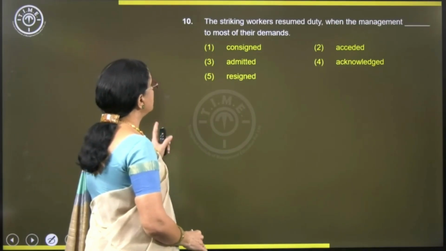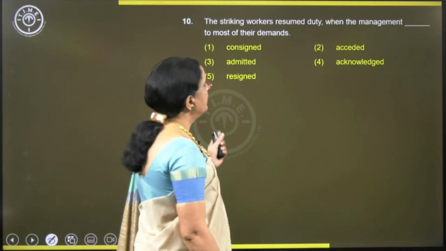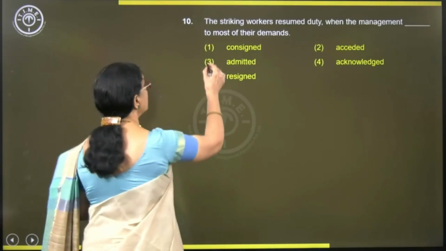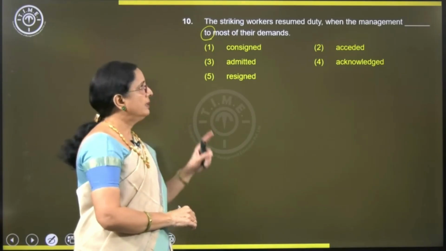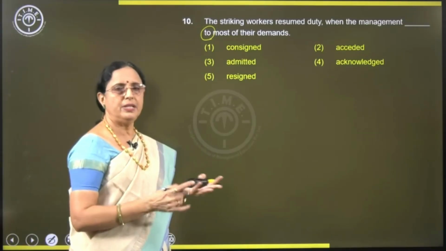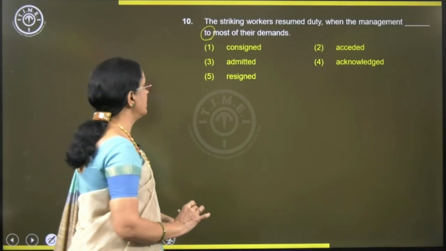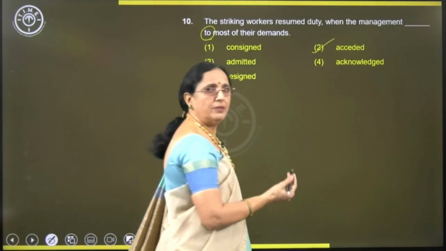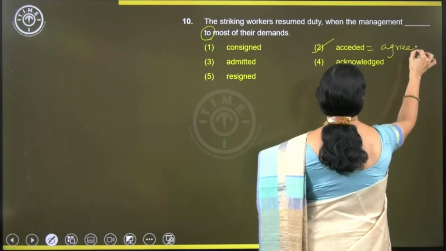Next one. The striking workers resumed duty, came back to duty when the management dash to most of their demands. Again, to is the clue. Give me your word. When the management agreed to, acceded to or conceded to. These are the words used in the context. Understood? So, you can straight away pick that as the answer and do the elimination. Alright, the answer is acceded to. As I told you, acceded to is what? Agreed to. Straight answer, agreed.